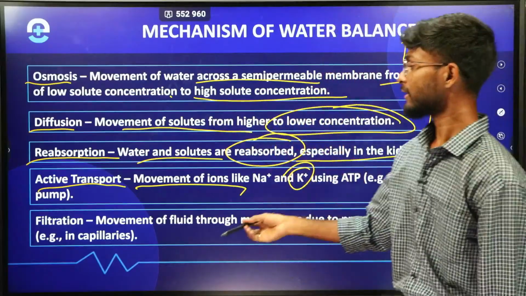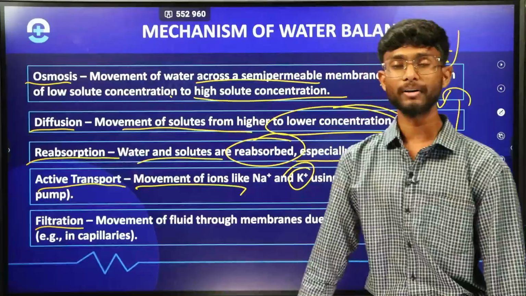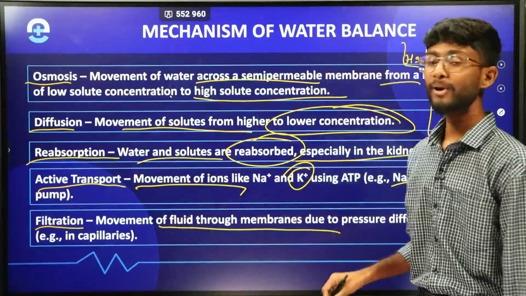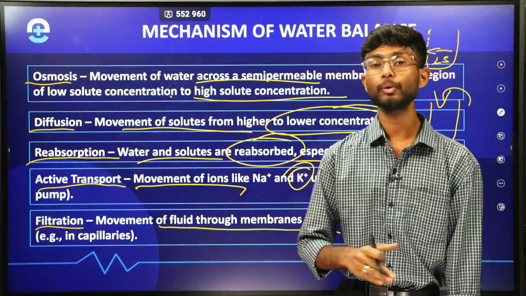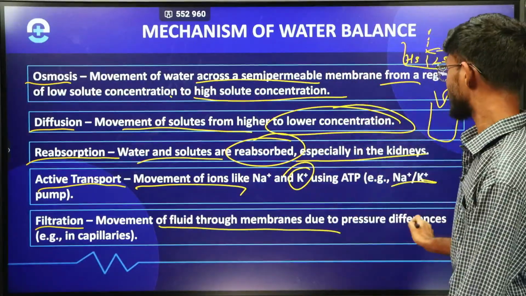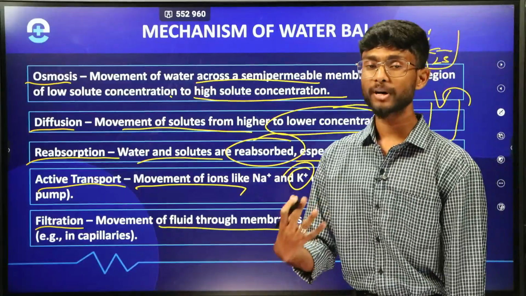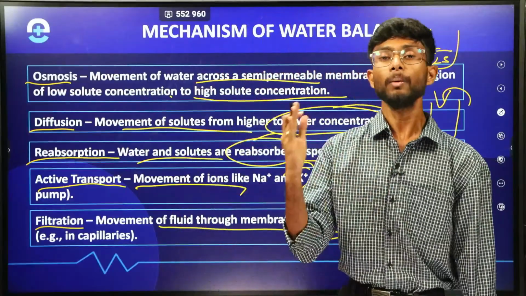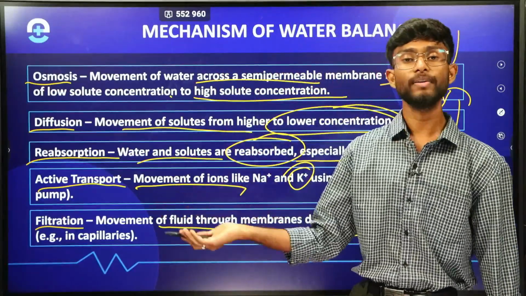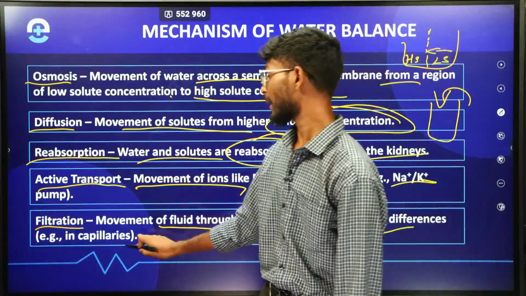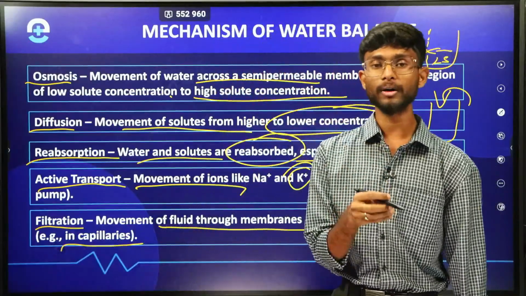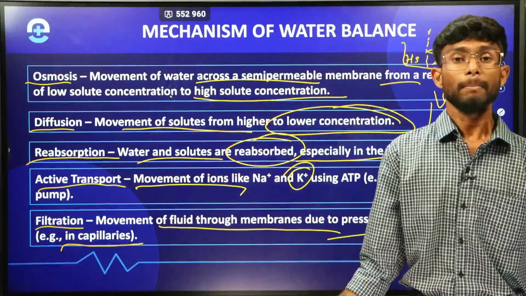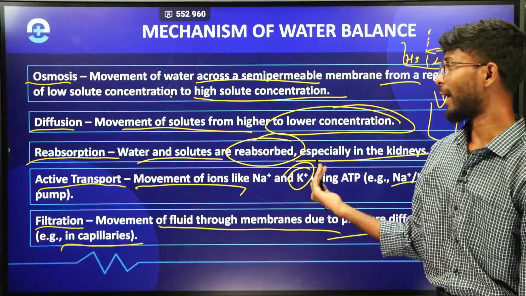I have mentioned that in the small intestine there is a sodium potassium pump which actively transports the electrolytes. Then filtration. What do you mean by filtration? This is the movement of fluid through membranes due to pressure differences. Due to the pressure differences, the molecules or the ions are transported, and that is called filtration. For example, in capillaries, the water will flow through that narrow space. These are the mechanisms of water balance.